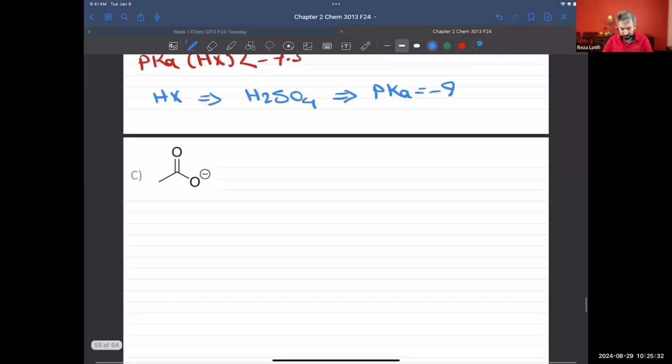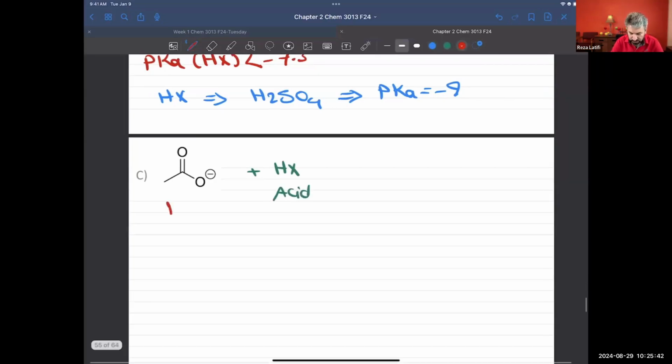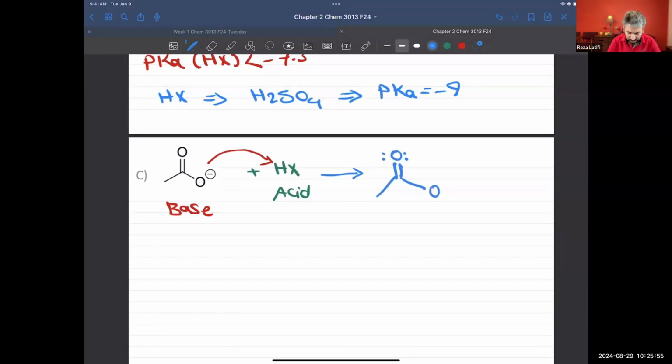Okay, another example. We're going to react this one with HX. Clearly this is going to be the acid, and this one will be the base. The base is going to go after the H. It will take the H from it, and it will generate such a compound. Remember, your oxygen has 3 lone pairs, and that's the reason it's negative. So now we're going to have only 2 lone pairs and 1 hydrogen attached to it, plus we get X minus 1. So this is going to be the conjugate acid, and that one will be the conjugate base.